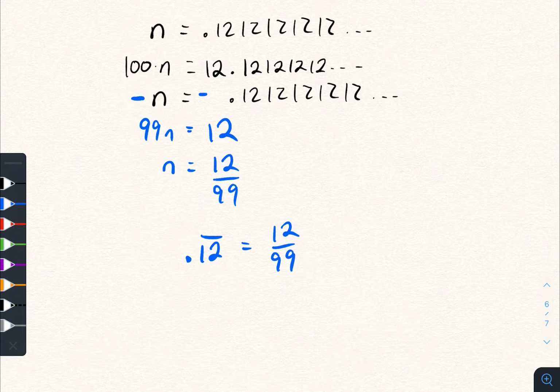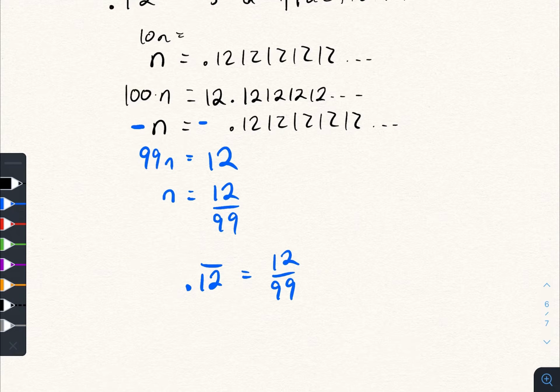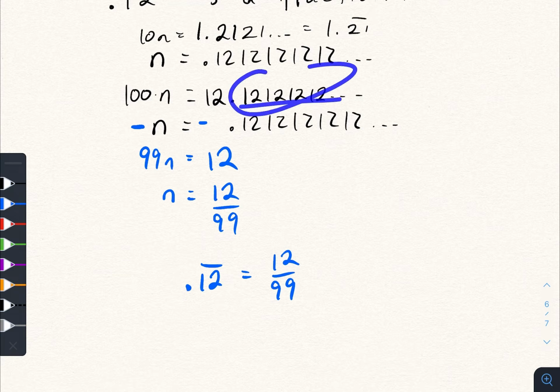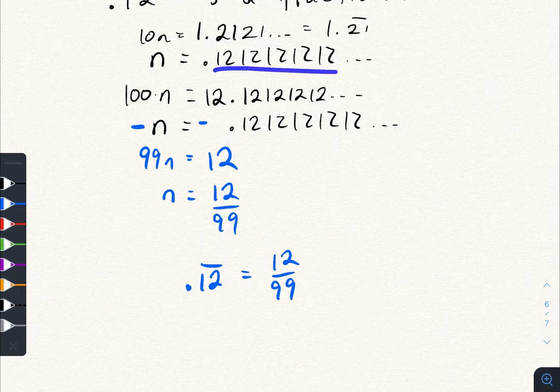So if it repeats every two decimal places, then when we multiply by 100, we'll get the 12 to the left of the decimal, and then to the right of the decimal, we'll have the same repeating fraction that we had before. If we multiplied by 10 instead, then we would get 10n equals 1.21 repeating. So then if we did that, we wouldn't be able to cleanly subtract this from this or whatever.